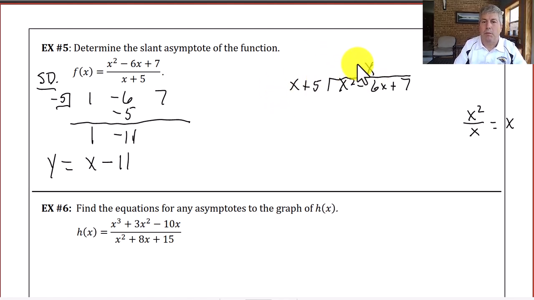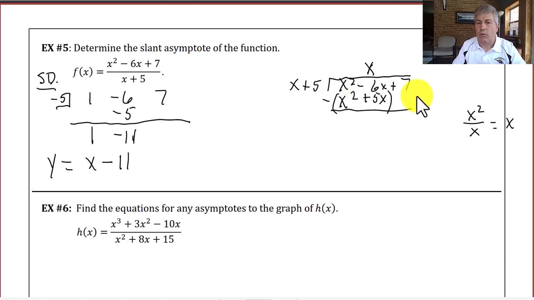And then we multiply back. X times x is x squared. X times 5 is 5x. We're going to subtract that entire quantity. The parentheses are important. It tells us we're subtracting that whole thing. We get -6x minus 5x, and we get -11x plus 7.